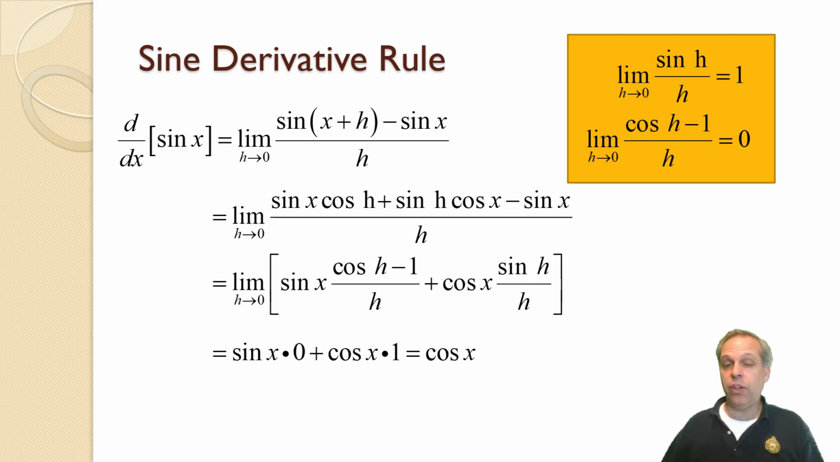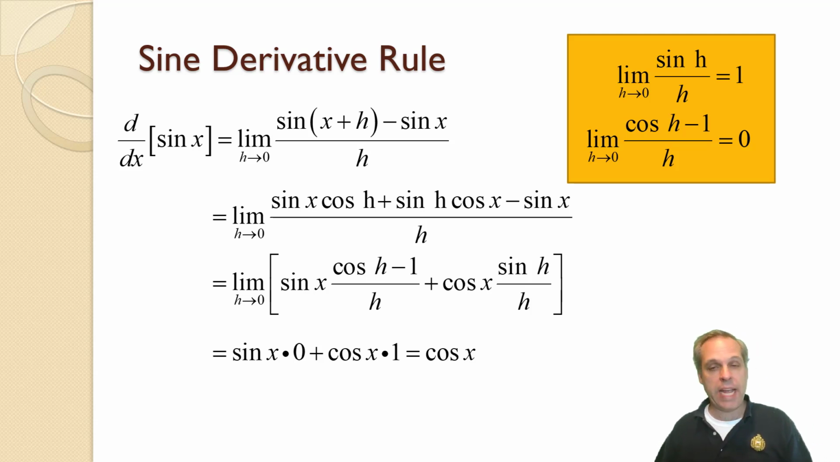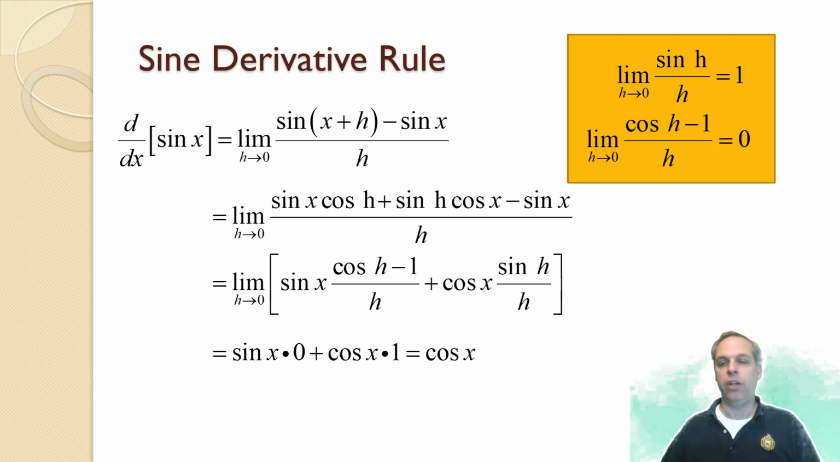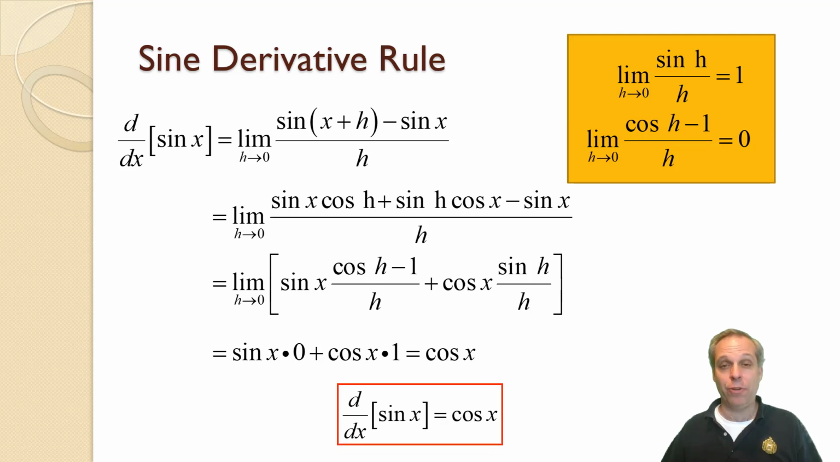The limit of the cosine of h minus 1 over h as h goes to 0, we know that's 0. The limit of the cosine of x as h approaches 0 is just the cosine of x, because x is a constant, h is what's changing. Finally, the limit of the sine of h over h as h approaches 0 is 1. So just simplifying that particular sum of products, we get the cosine of x. That leads us to this result, that the derivative of the sine of x is cosine of x.